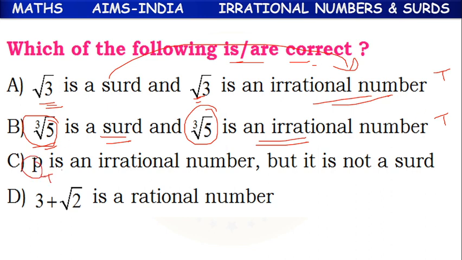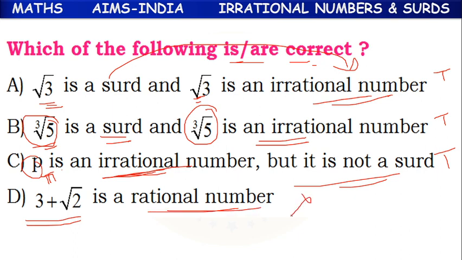Here pi. Pi is an irrational number. It is not a surd. True. Because all irrational numbers are not surds. So that's why it is correct. 3 plus root 2 is a rational number. Wrong. Because root 2 is an irrational number. So A, B, C, 3 options are correct.